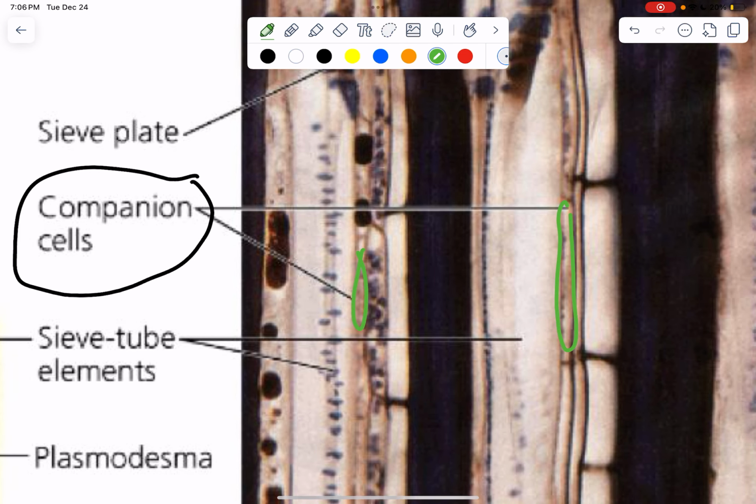And what is this for? This is connected to the sieve tube element, and the nucleus and ribosomes of the companion cell serve not only that cell, but also the adjacent sieve tube element. So now we've solved the mystery of why sieve tube elements can stay alive with such a large reduction in organelle content. In some plants, the companion cells in leaves also help load sugar into the sieve tube elements, which then transport the sugar to other parts of the plant.